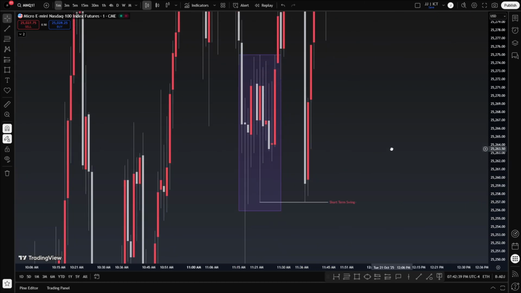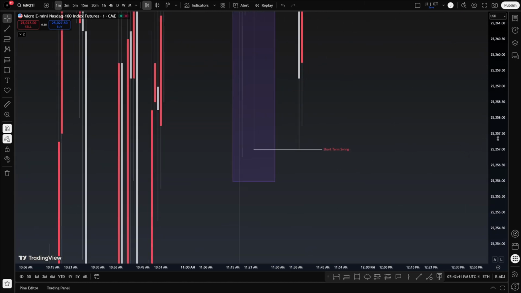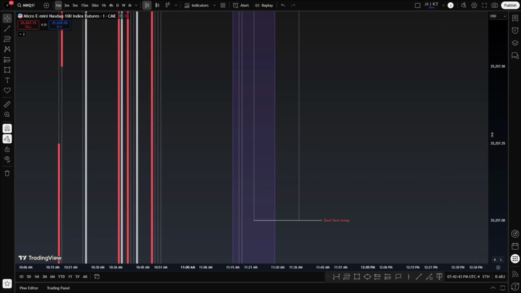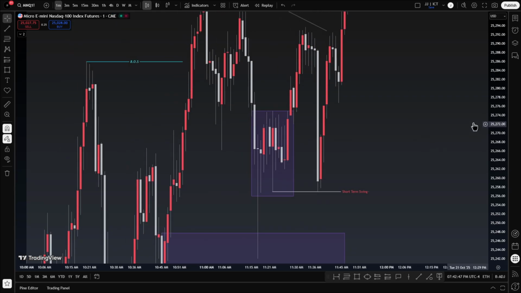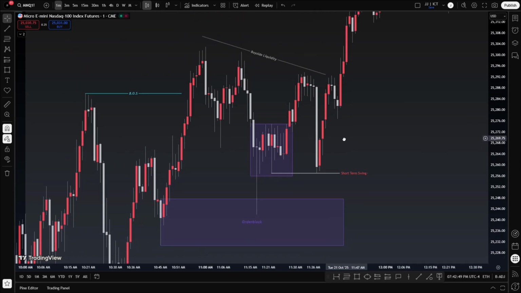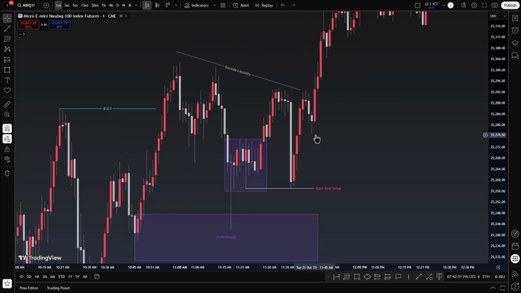Let me see if it actually broke it. Let me zoom in really hard. No, it did not break it. It actually respected it to the tick. So we failed to take out the low of the time distortion, and since we failed to do that, we can now do what?